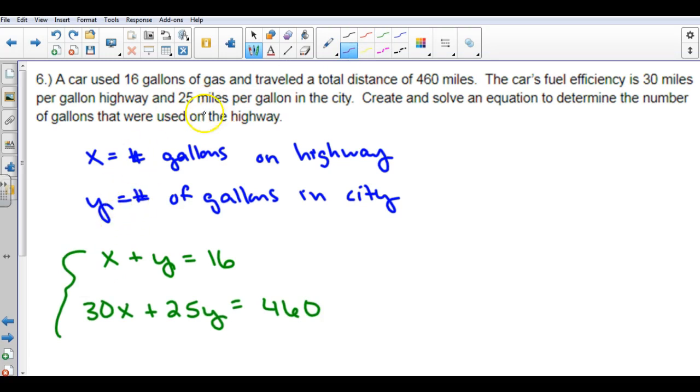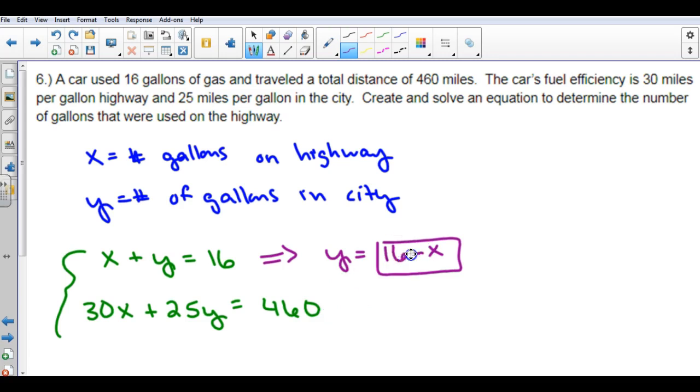So it actually becomes a system of equations. To figure out how many we would use on the highway then would be a little bit of substitution. So we want to end up with x equals and then something. So what I can do first is rewrite this equation, and this is going to be kind of a longer problem. I'm going to rewrite this and get the y by itself. So y is equal to 16 minus the x value. And what we're going to do is a substitution.